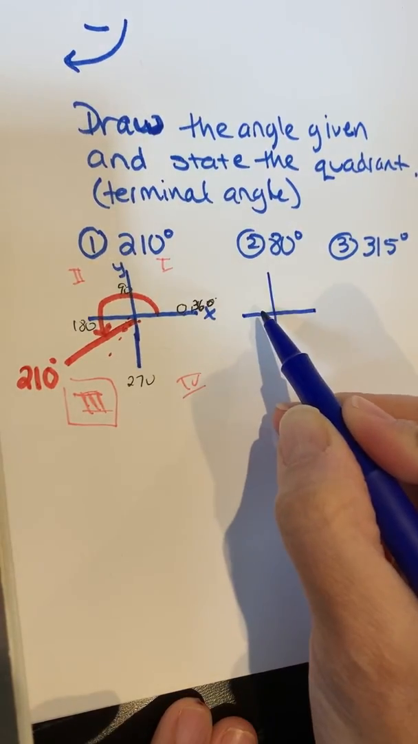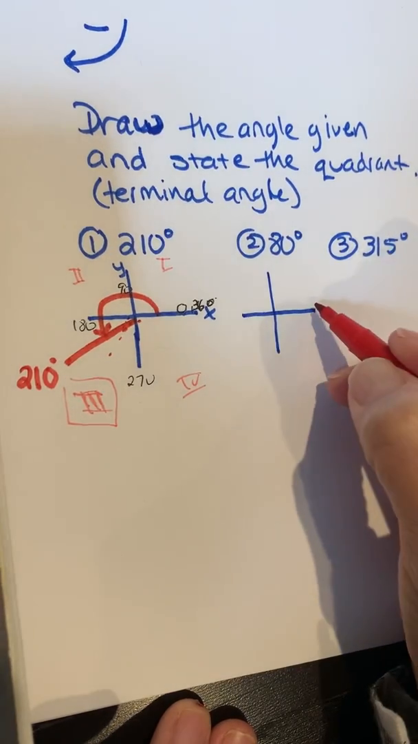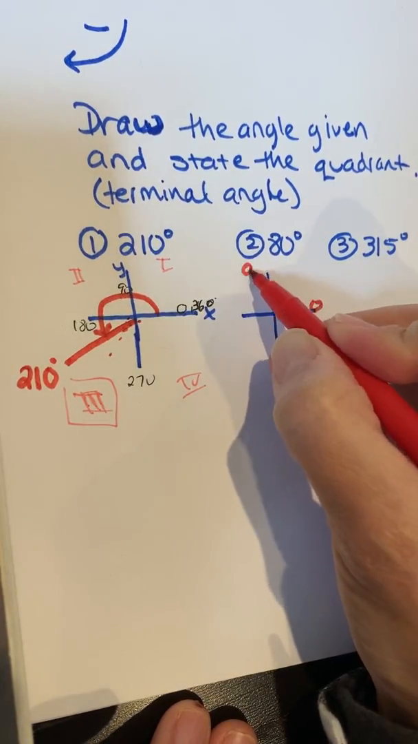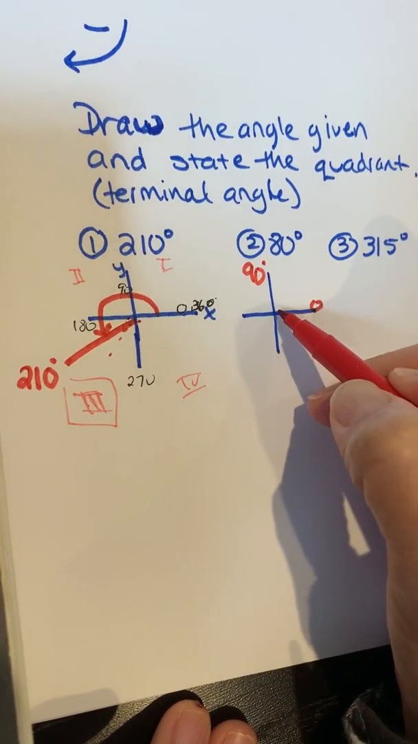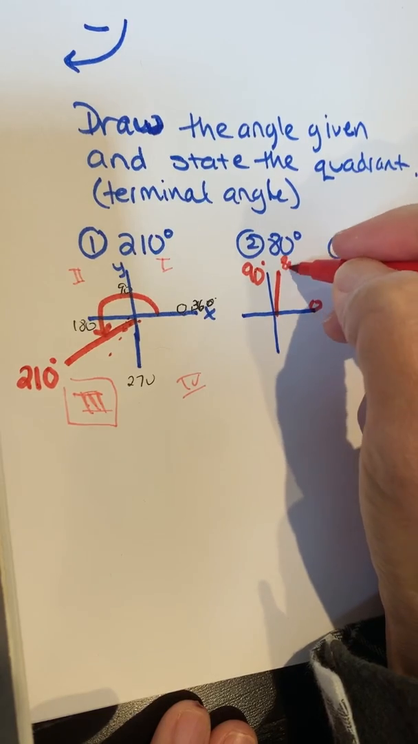So you go 80 degrees. If you want to be neat about it, this is 0, this is 90. So you're at 80? That's not too far. It's pretty close. It's right there. I label it 80, right?